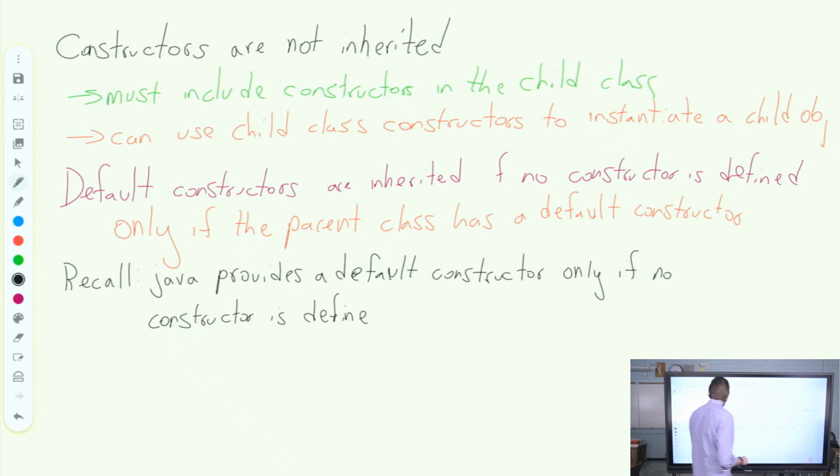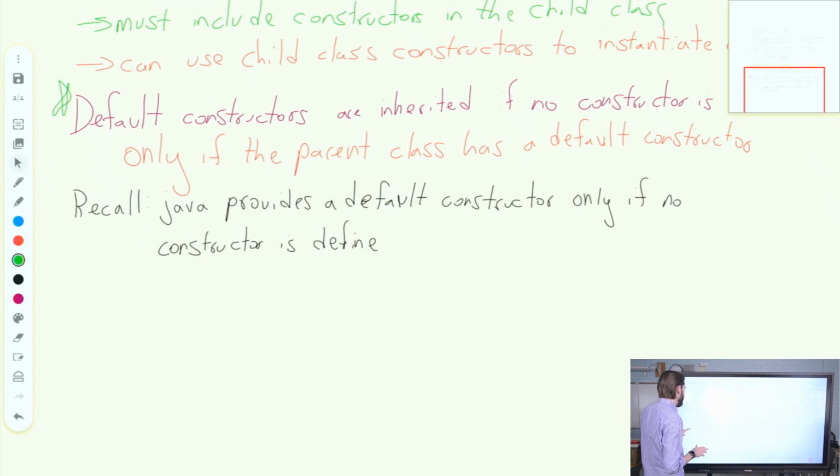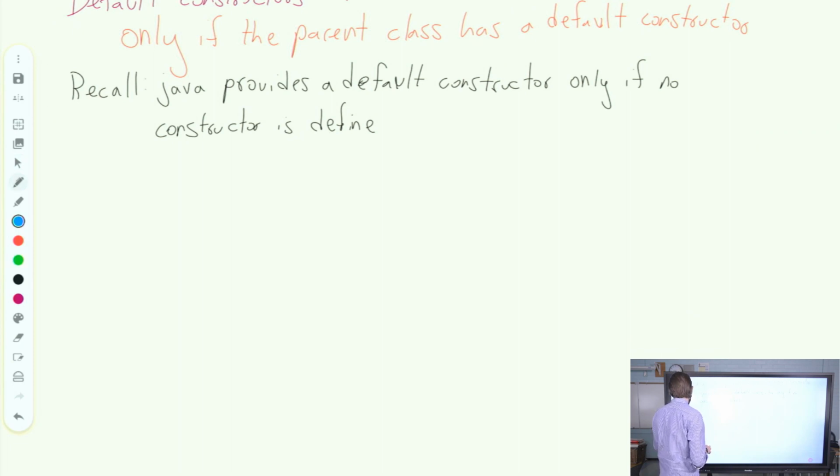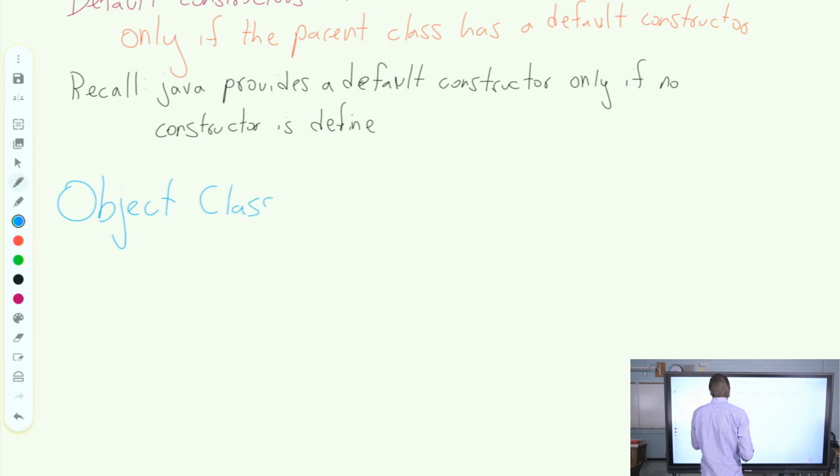Well, if we think about the rule that we just stated here, every single class in Java inherits from a class called Object. The Object class sets the defaults of things like toString and our equals method. It creates and defines those different methods. Everything inherits from the Object class. And the Object class includes a default constructor.